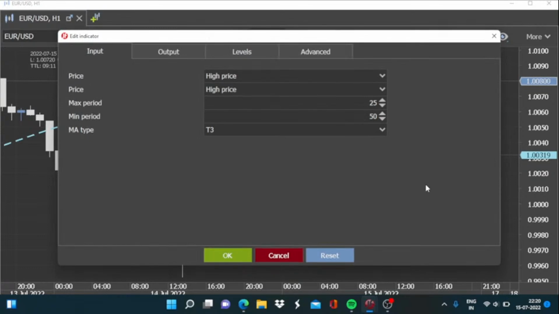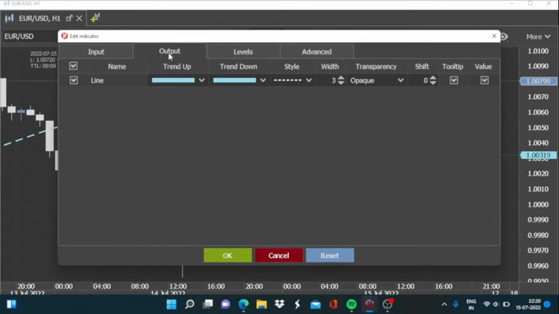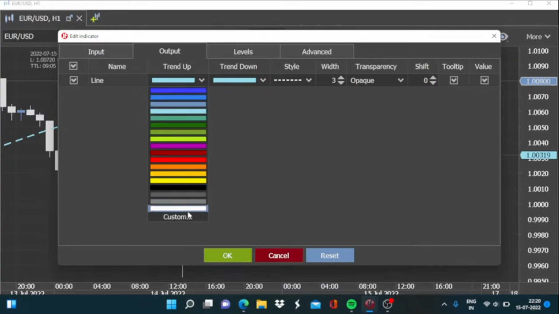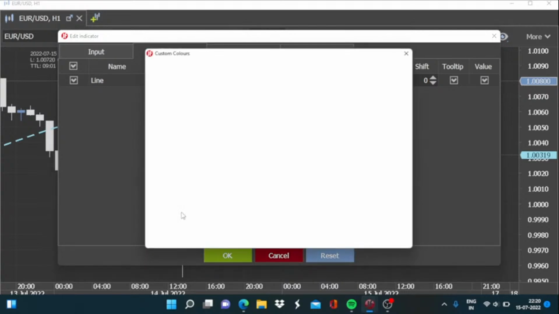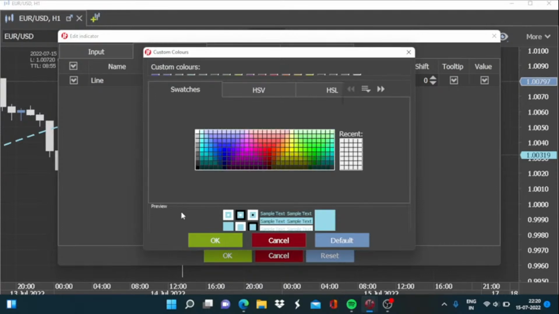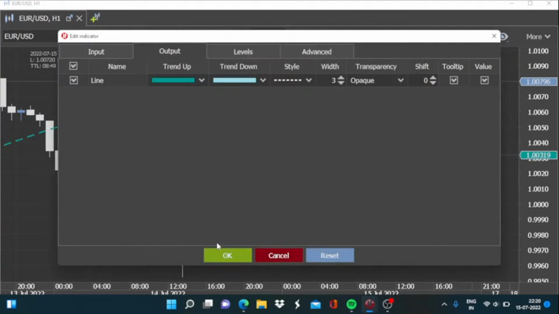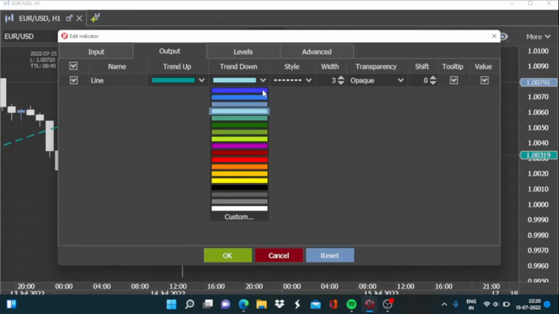Now let's see what more can be done with this indicator. We have these color combinations provided to us where we can opt for these various colors. Otherwise, you can even customize it. So if you want to customize it, you can go for the custom options. There you can create a custom color combination of your choice and it will be applied. So this is the custom color combination I have opted for.